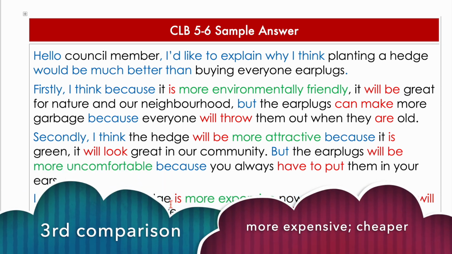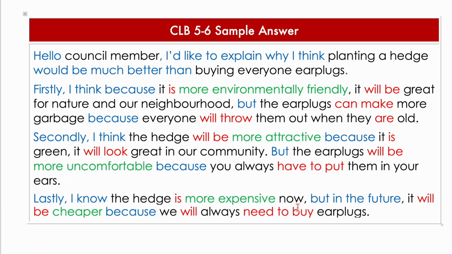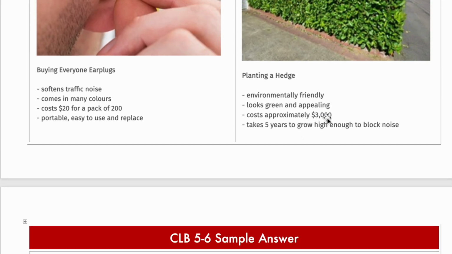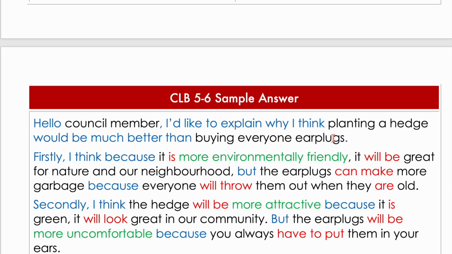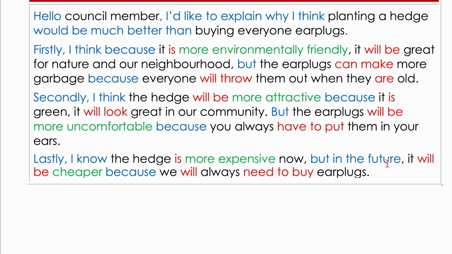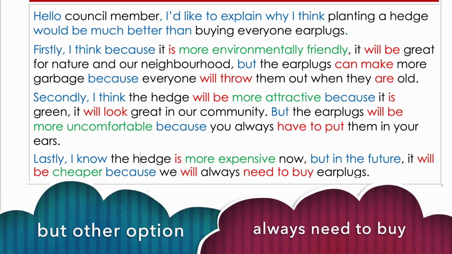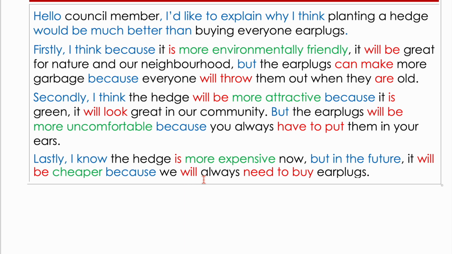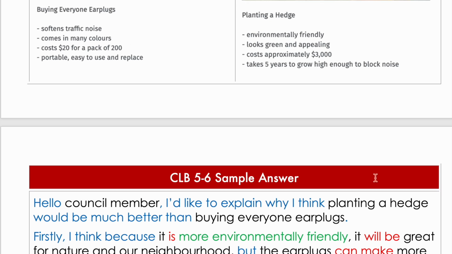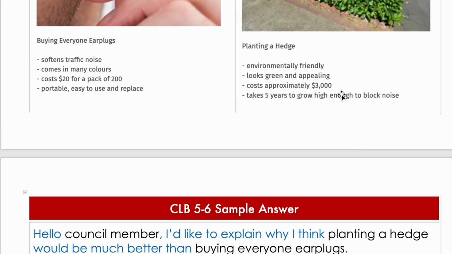Lastly, I know the hedge is more expensive now. That's true, right? $3,000. Okay? But in the future, it will be cheaper. Really? How? It will be cheaper in the future because we will always need to buy earplugs. Oh, that's a very good idea, that one. Yes. Right, that's true. So now ours costs $3,000, but that's it.